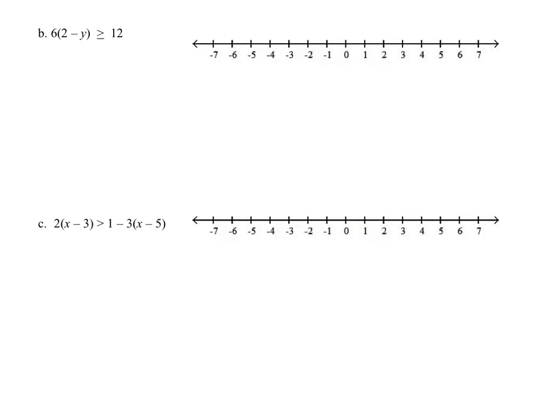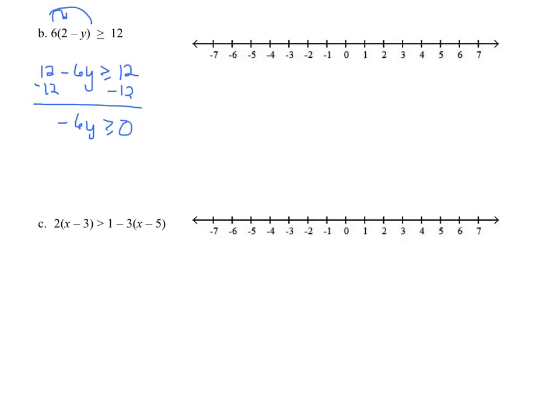Next. Okay, now we're going to solve 2 more inequalities on this slide. So the first thing we're going to do is distribute this 6 through. So it'll be 12 minus 6y is greater than or equal to 12. Now I'm going to subtract 12 from both sides. And I get -6y is greater than or equal to 0.